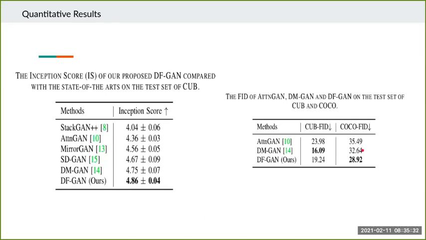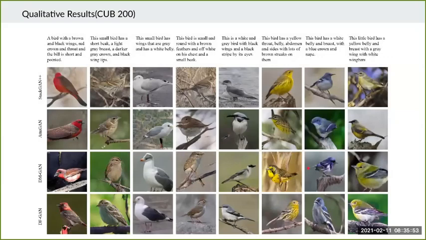These works were evaluated using FID. So these are the only results that are present, and DM-GAN still manages to perform better than the proposed DF-GAN model, but you can see that it still isn't too far off, and it's better than AttnGAN. So some qualitative results, hopefully visible properly.